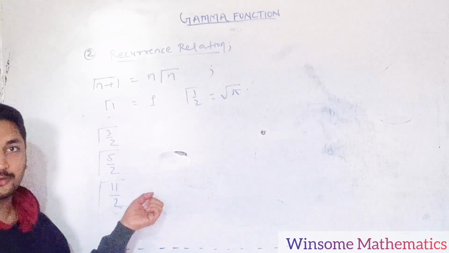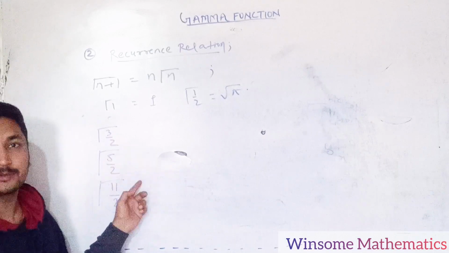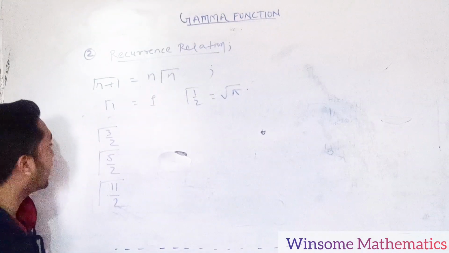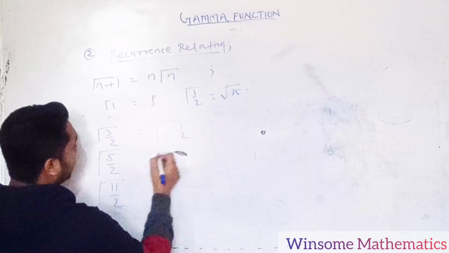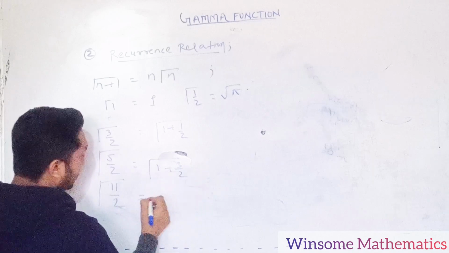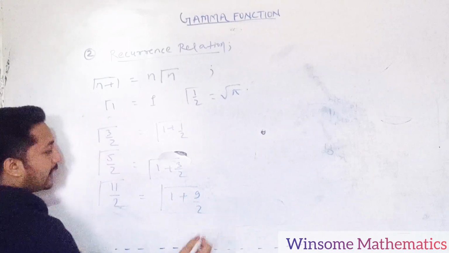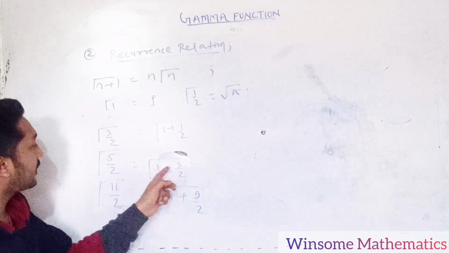Now, how to tackle this question? Simply we will consider that this is 3 by 2, this is 5 by 2, and this is 11 by 2. Now you will think that we can write gamma 3 by 2 as gamma 1 plus 1 by 2, gamma 5 by 2 as gamma 1 plus 3 by 2, and gamma 11 by 2 as gamma 1 plus 9 by 2. Clear? Simple. 2 plus 9 is 11, 2 plus 3 is 5.